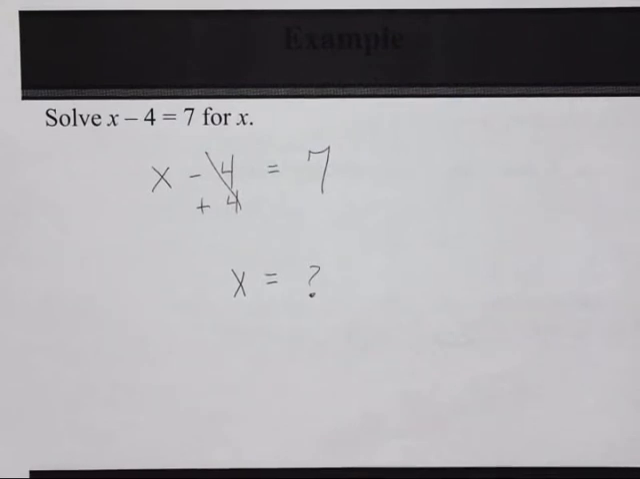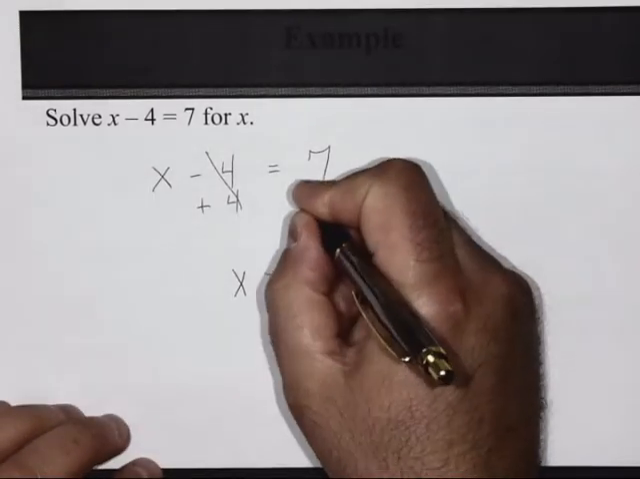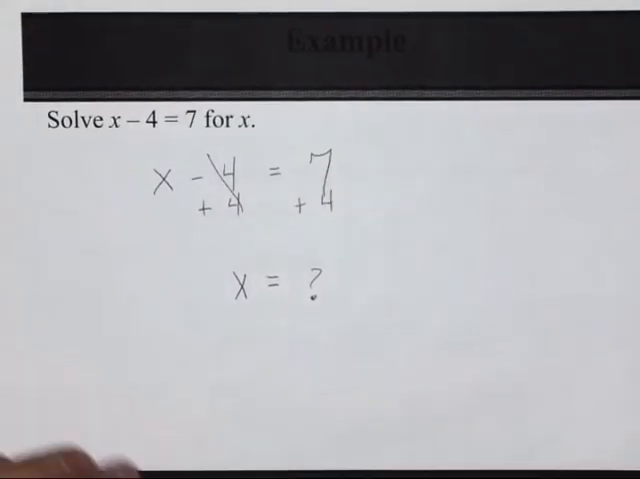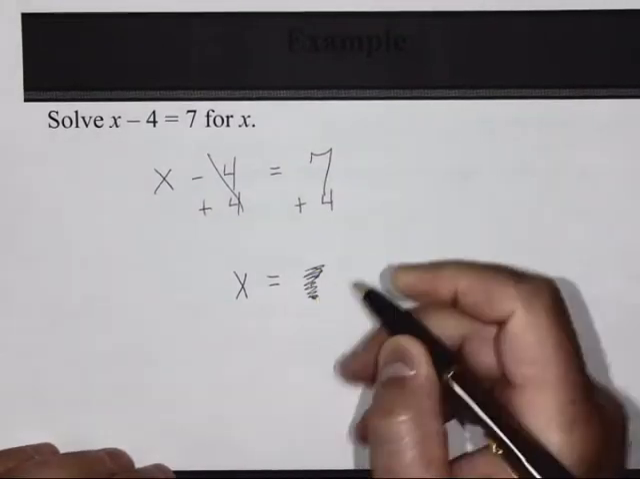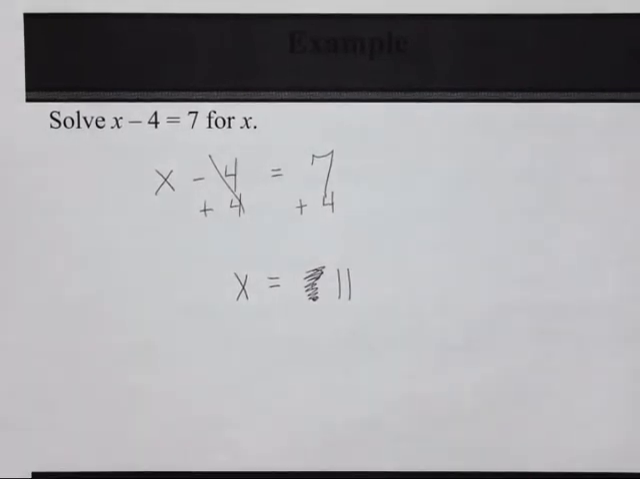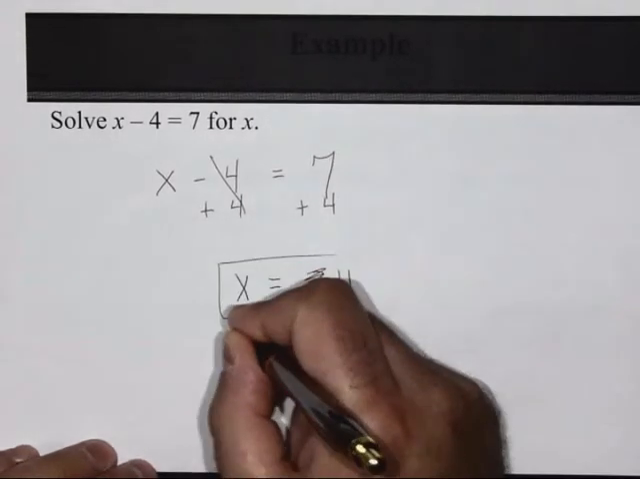And then here's where the addition property of equality comes into play. If I add 4 to the left to keep my equation balanced, I have to do the exact same thing to the right. So I do the exact same thing to the right-hand side, and 7 plus 4 gives me 11. So now this is not unknown. Now I know that x equals 11. This is what we would call a solution.